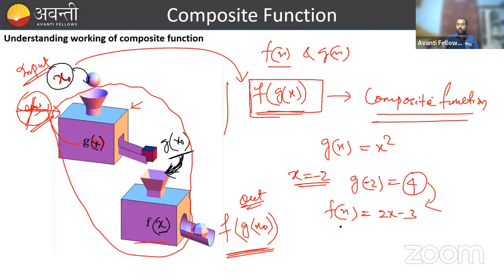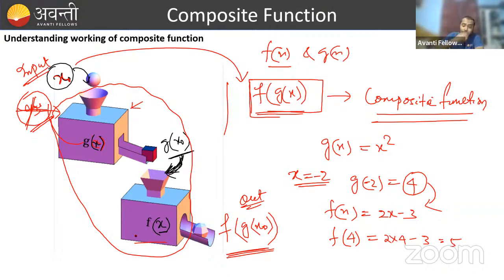This is important, right? So let's see, if I give 4 as input to f of x, what are you getting? 2 into 4 minus 3, that is 8 minus 3, that is 5. Yes or no? Clear? Okay.